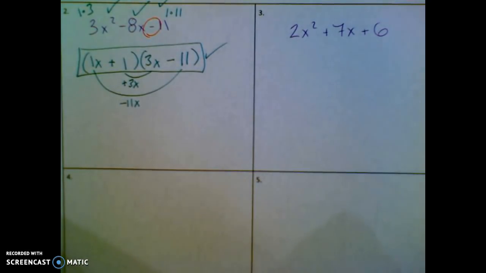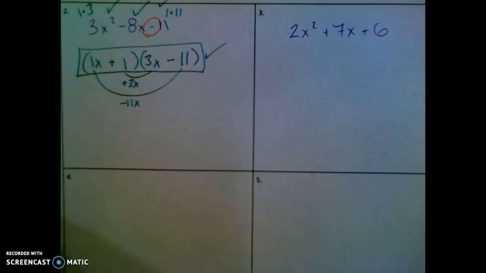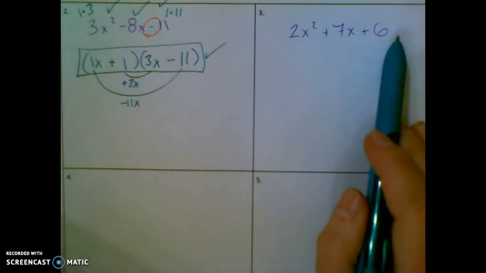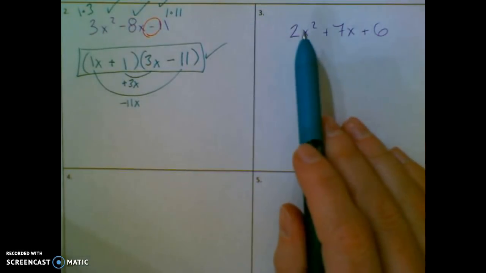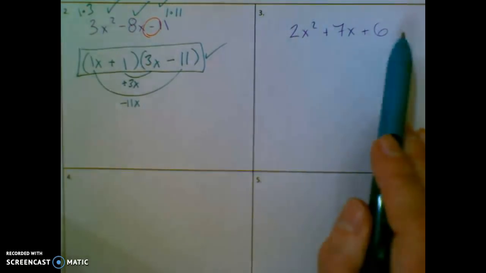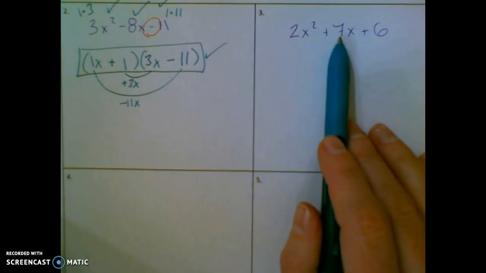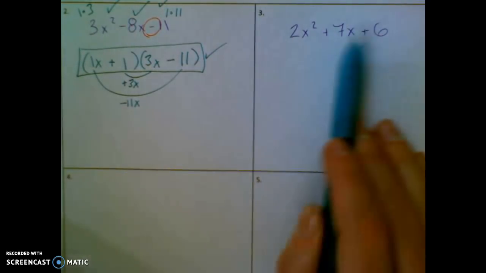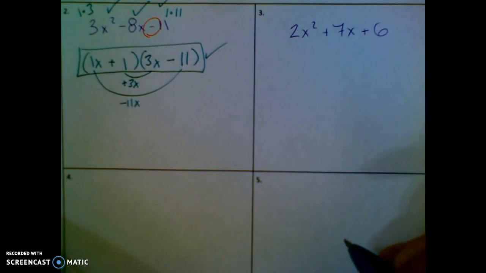Okay, so let's look at the second example. Step 1, always look for GCF. Well, there's no variables shared, so he's by himself. 2 is prime, but 2 often goes into other numbers. Well, 2 goes into 6, but 2 does not go into 7. There is no number that goes into 2, 6, and 7. So also no GCF here.